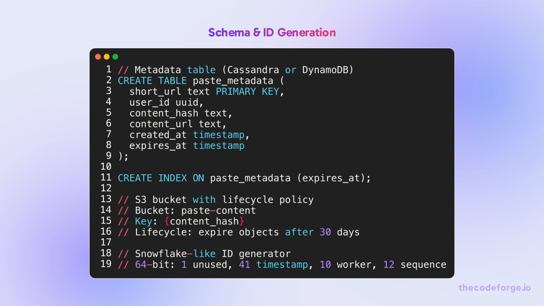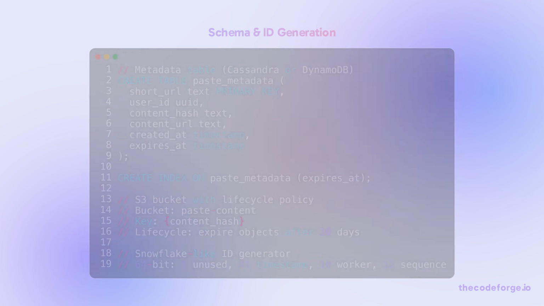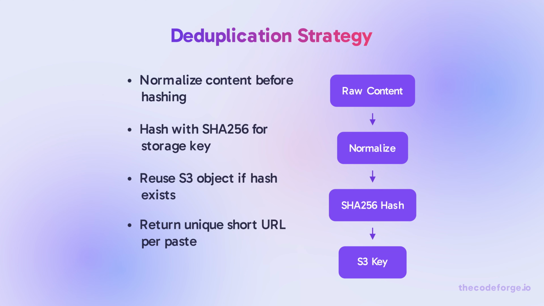Here's the schema. The metadata table stores the short URL as primary key, along with user, content hash, and expiry. We create an index on expire_at for efficient cleanup. Content goes to Simple Storage Service with a lifecycle policy. IDs are generated using a snowflake-like scheme: 41 bits timestamp, 10 bits worker ID, 12-bit sequence, then base62 encoded to a 7-character string.